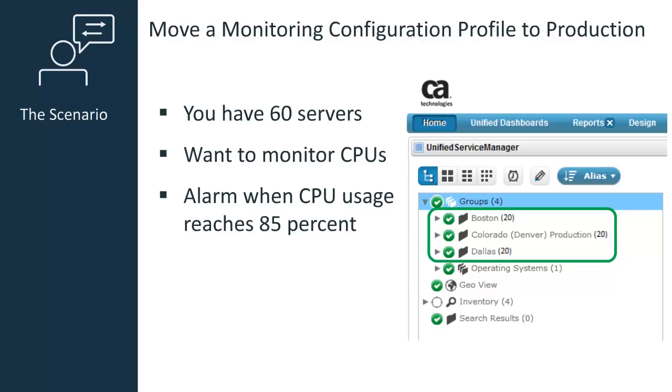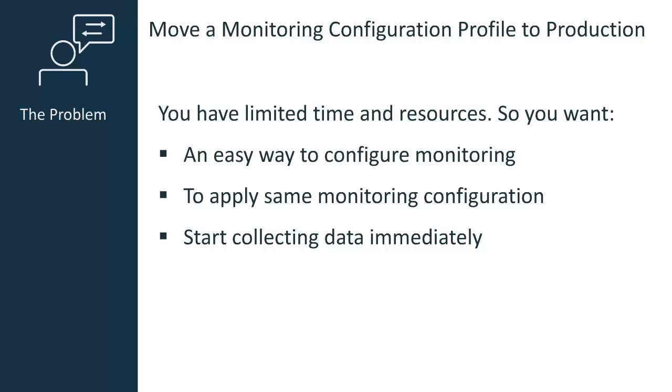Suppose you have 60 Microsoft Windows servers grouped by location. You want to monitor their CPUs and see alarms when CPU usage reaches 85%. You have limited time and resources, so you want an easy way to apply the same monitoring configuration to servers in the Boston, Dallas, and Denver groups, and you want to start collecting data once the configuration is applied.